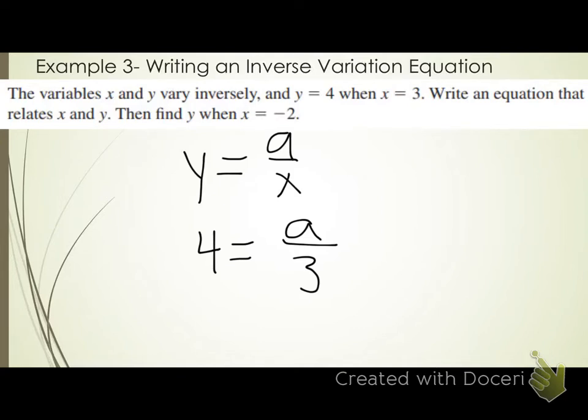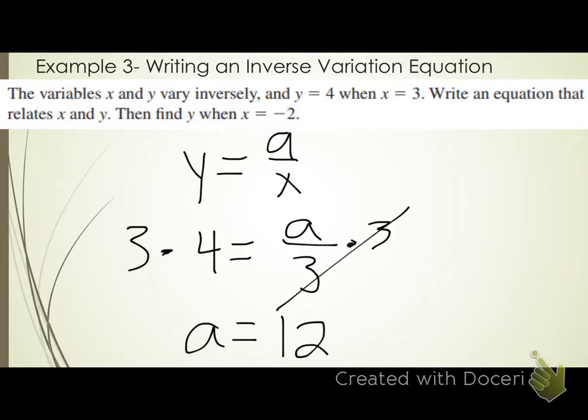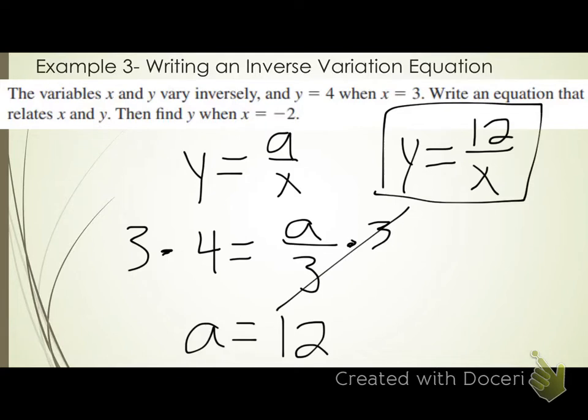But it wants me to find my a value so I can come up with an equation in this form. How do I solve for a here? Get a by itself. How do I do that? Multiply by 3 on both sides. So what does a equal? 12. So my equation that relates x and y when y is 4 and x is 3 is y equals 12 over x. We plugged in the values it gave us to get our a value, and that helps us get our equation.